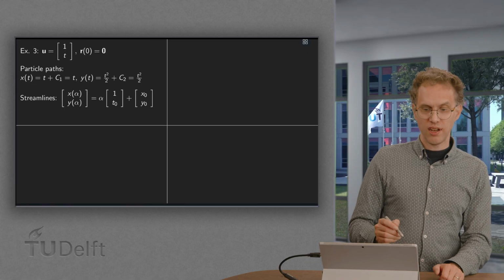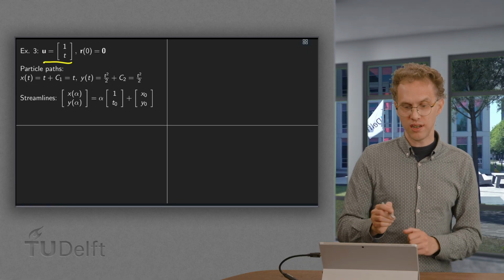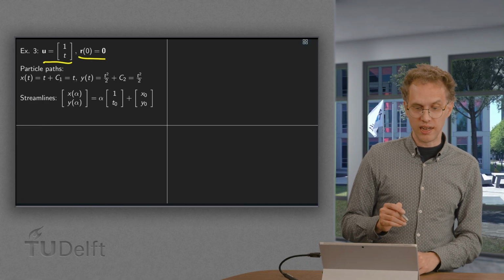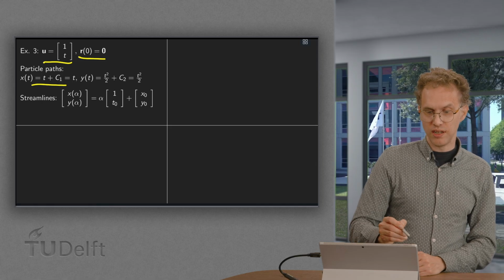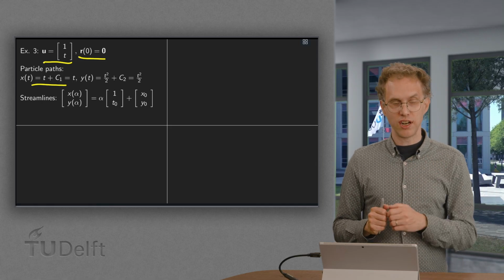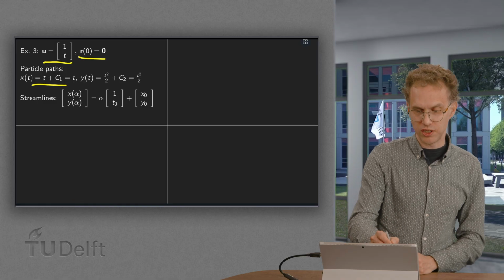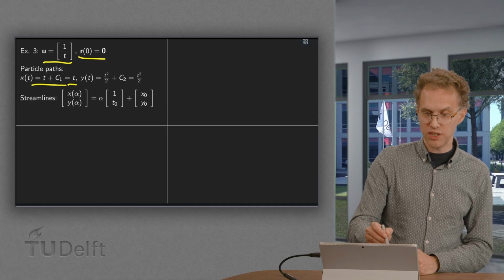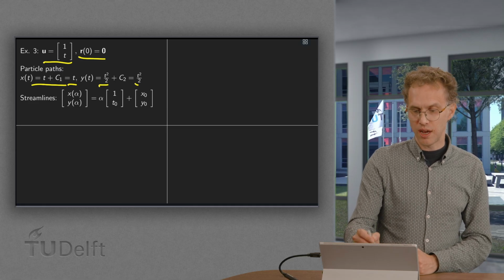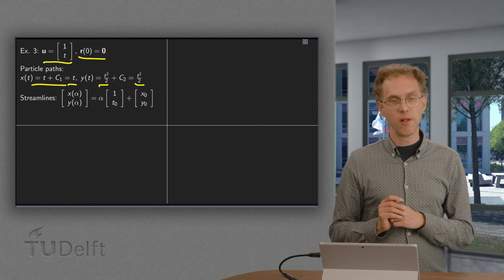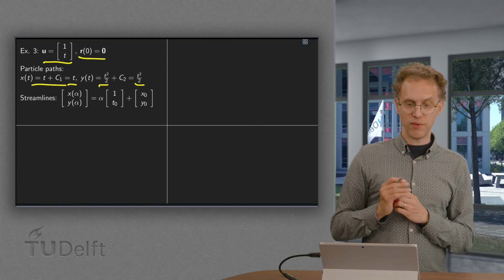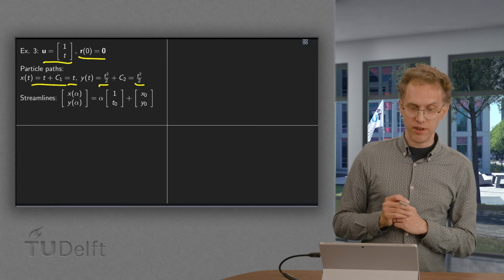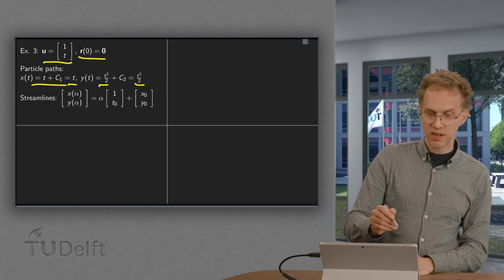So I took this one, u equals (1, t), starting at 0. First we can find the particle path by integrating: x of t equals, well, integrate 1, so you get t plus a constant. Starting in the origin you get t. And y of t equals, then you have to integrate t, so you get 1/2 t squared plus a constant, and by starting in the origin you get t squared over 2. So the particle path, x equals t, y equals t squared over 2, will be a parabola.